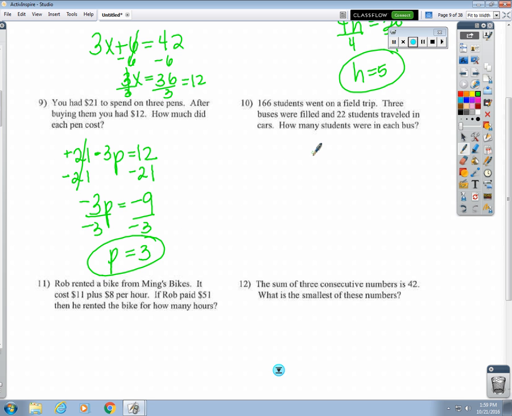All right, number 10. 166 students went on a field trip. 3 buses were filled and 22 students traveled in cars. How many students were on each bus? What does the equation look like? 166 equals 3b plus 22.